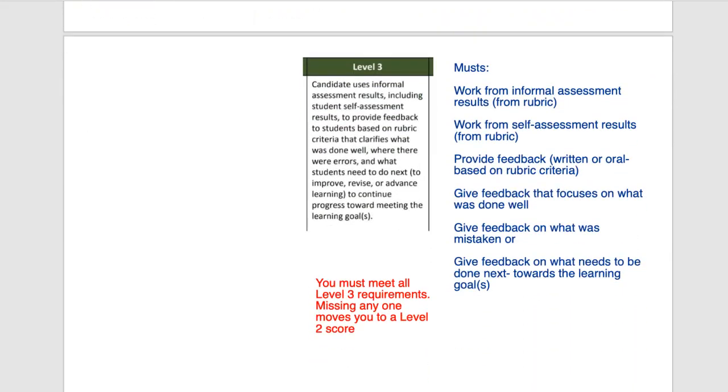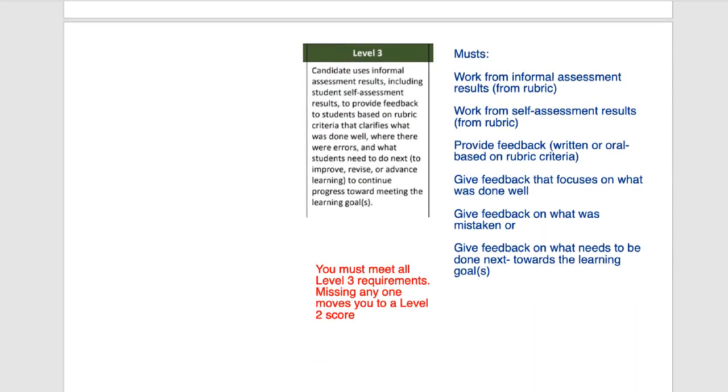It's a level you should start from. And a reminder, you must meet all level 3 requirements. Missing any one moves you to a level 2 score probably. And in this particular block, this level 3 for this rubric, is just one block here. And let's look at it together.